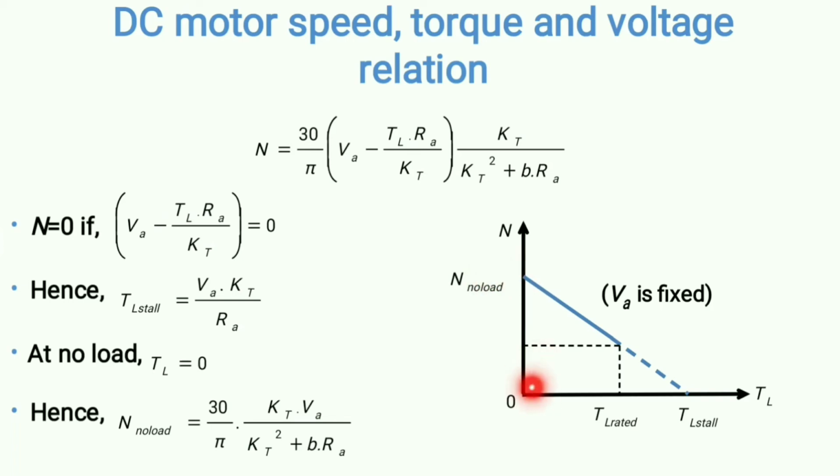So as you keep on increasing the load, the speed keeps on decreasing. Okay, so at this point, see here I have mentioned TL rated, that means it is the rated load torque. Normally you cannot go beyond the rated load torque. Okay, because if you increase your load, the current will also increase. So at rated load torque, you will get the rated current of the motor, and if you try to exceed this point, it will be an overcurrent situation, okay, which is not at all acceptable.